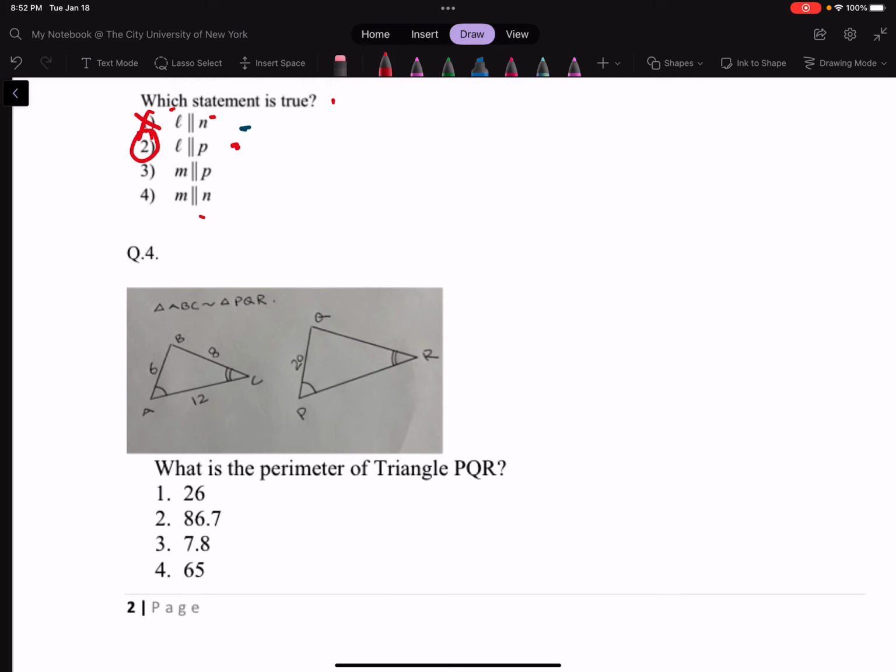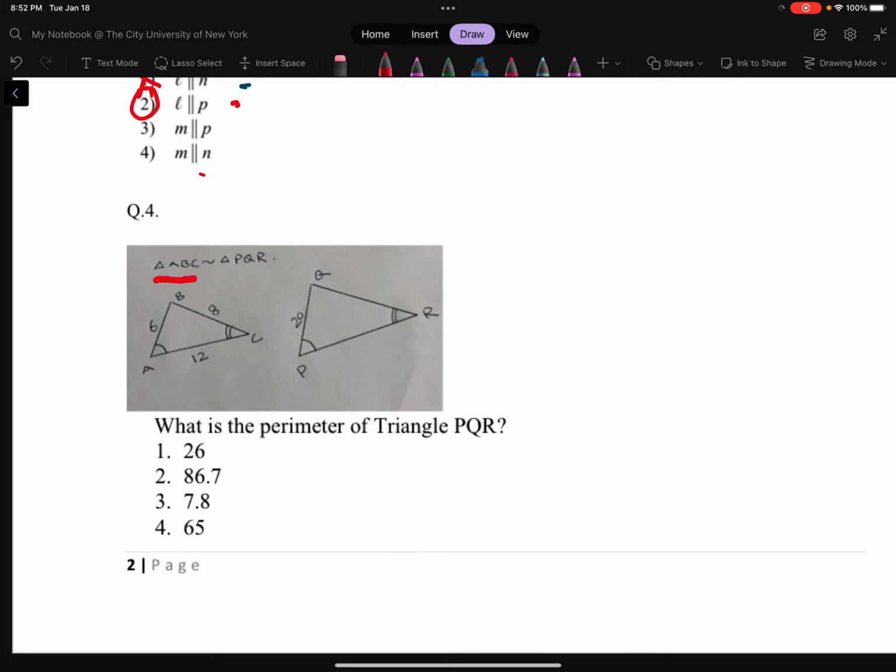Number 4, it tells that ABC is similar to PQR. So if they're similar, what is the perimeter of triangle PQR? So the ratio of these should be in proportion to the perimeter of them. Okay, so we say 20 over 6 should be equal to the perimeter of this. Perimeter is the sum of all the sides, so 6 plus 8 plus 12.